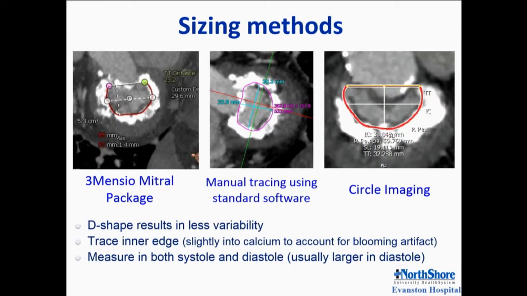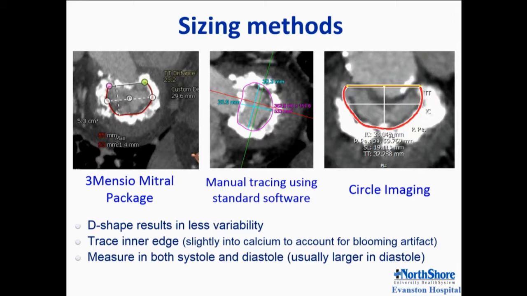Now, sizing methods, there are different. I think CT is definitely the most important one, and there are different methods. We started with manual tracings using the standard software, and now lately there are commercially available software like the Trimensio package or circle imaging. I think the one thing we agree on is that the D-shape methodology gives you the least variability between observers, so most of us are using the D-shape.